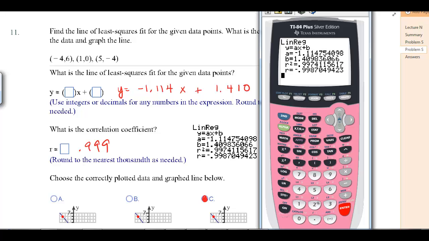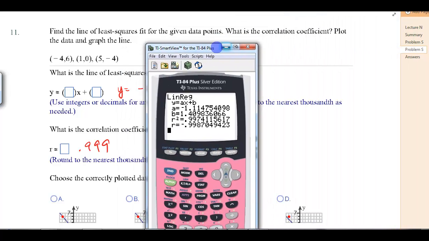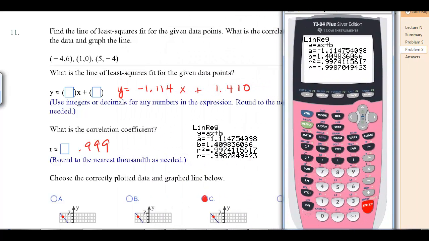All right, so I put this screen right here. If you'll notice, here's our equation parts. Here's our slope, -1.114. This does say round to the nearest thousandth, I believe. Yes, so 3 decimal places. So -1.114x plus 1.409, it rounds to 1.410. So here is the equation that will go in your boxes.